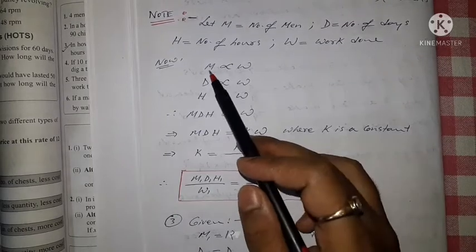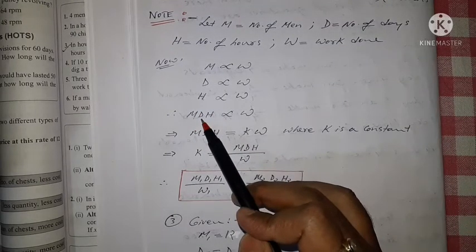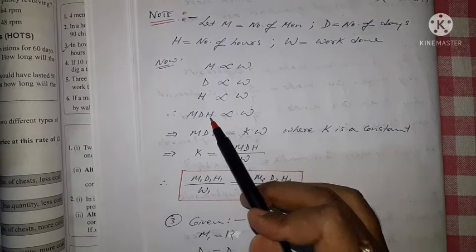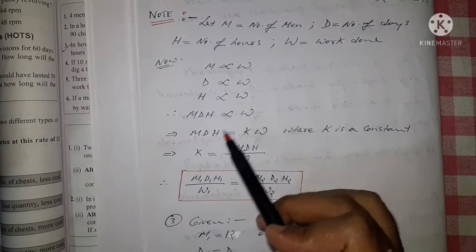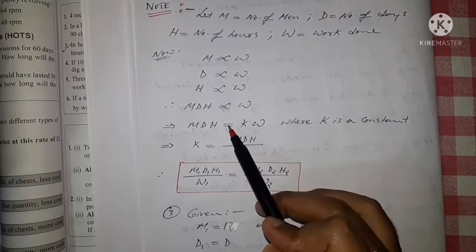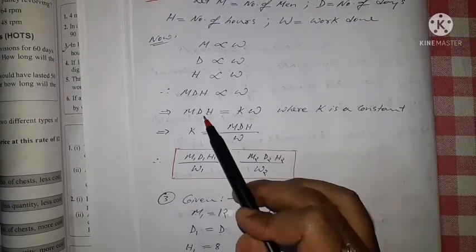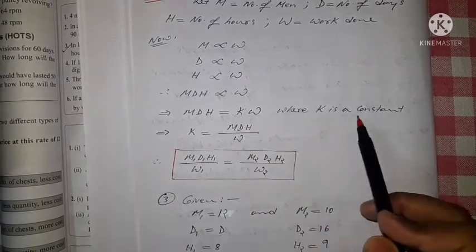That means m d h, that is, the number of men into the number of days into the number of hours, is in direct variation with the work done. So we already know that if we replace this proportionality sign with the equal sign, we must give one constant here, k. So we can write mdh is equal to kw, where k is a constant.